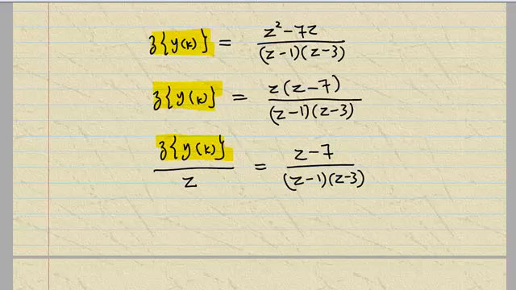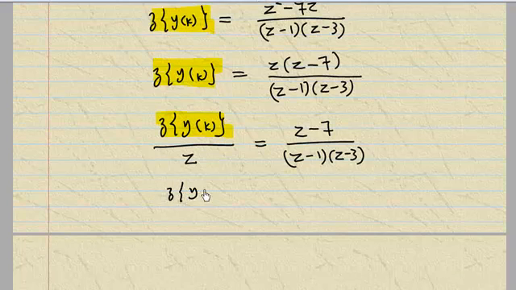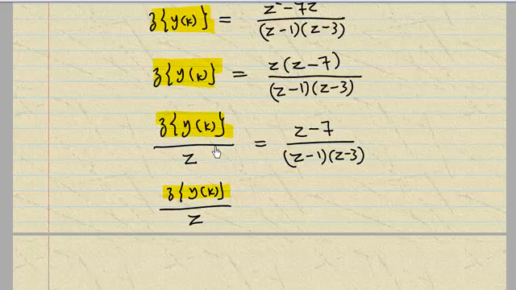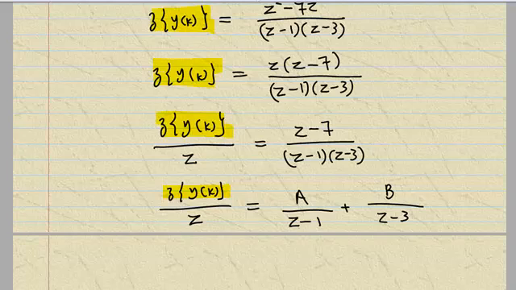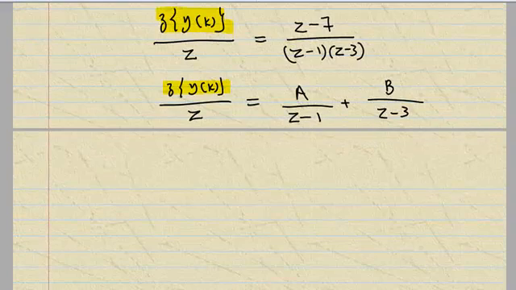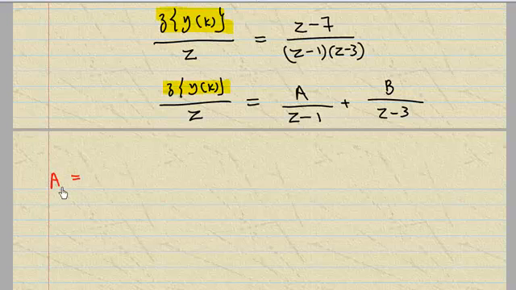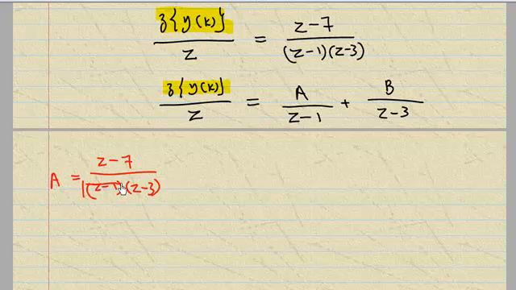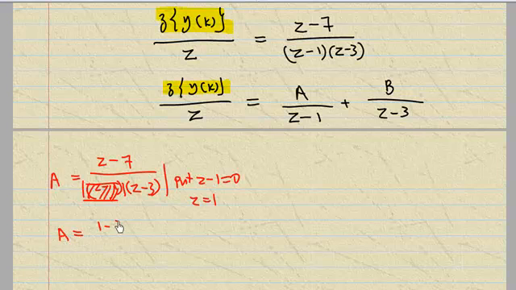Now, you apply the partial fractions. So I have the Z transform of y k over Z is equal to A over Z minus 1 plus B over Z minus 3. Now you can use the cover up method to find A and B. A is on top of Z minus 1, so you cover up Z minus 1 in the expression, and then you put Z minus 1 equal to 0, which means Z equal to 1. So A is 1 minus 7 over 1 minus 3, which is minus 6 over minus 2, which is 3.